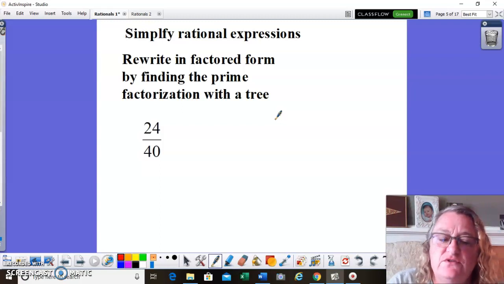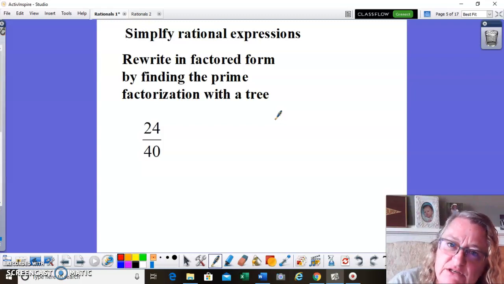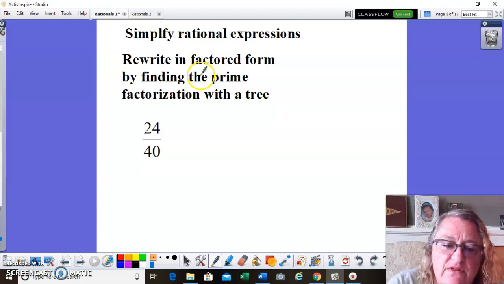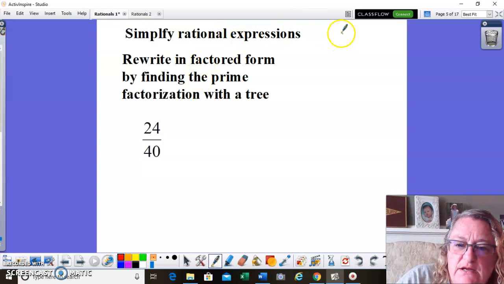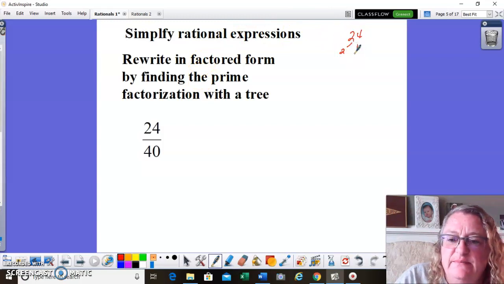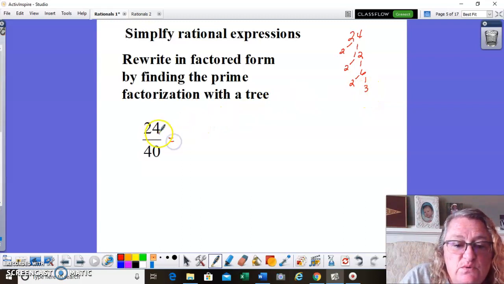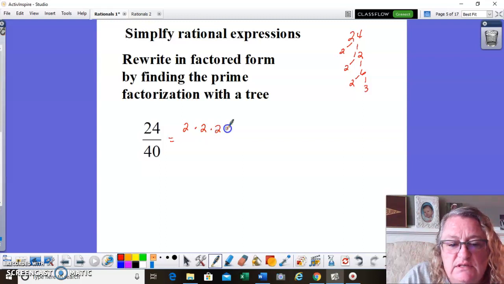The very first thing we had to do was break the numbers down into their prime factorization. We did that a while back with factor trees. We said, okay, 24 is divisible by 2, and when we divide by 2 we get 12. And 12 is divisible by 2 and we get 6. And 6 is divisible by 2 and we get 3. Once we had that last number, which is also prime, we were able to stop. So 24 breaks down into 2 times 2 times 2 times 3.